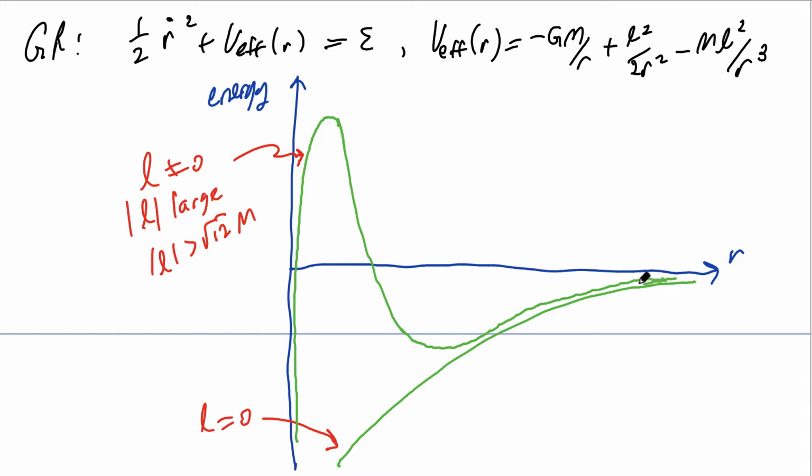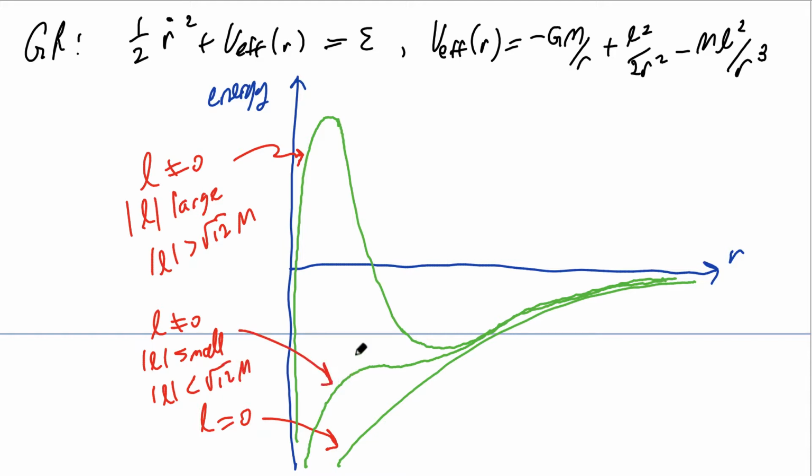So in that case, the curve has a behavior that looks something like this. So for L not 0 but small, in particular L in absolute value less than square root of 12 times m, you have this type of behavior. By the way, it's not difficult to show where square root of 12 times m comes from. It just comes from analyzing the maxima and minima of the effective potential.